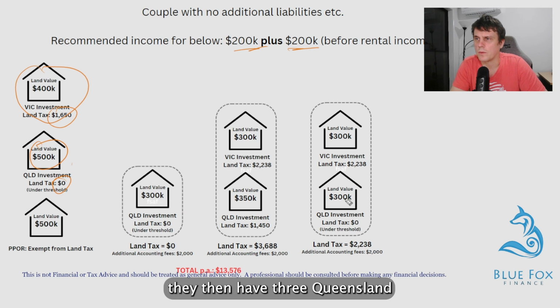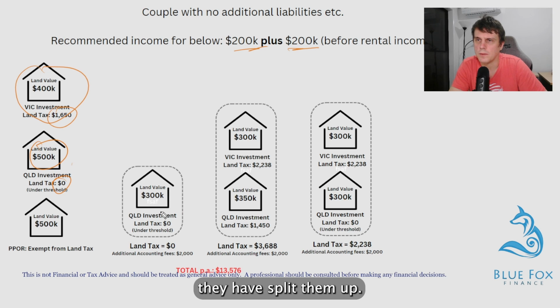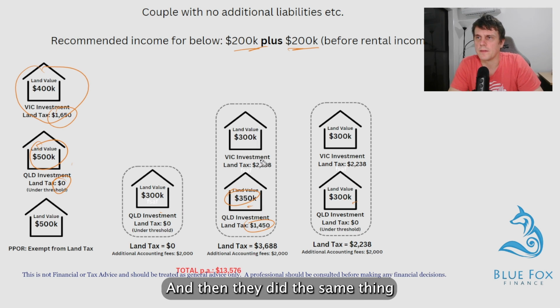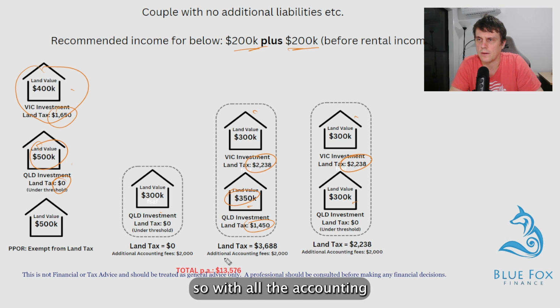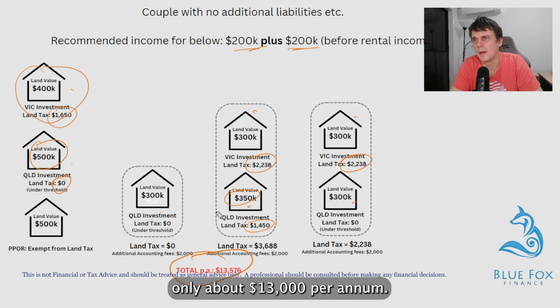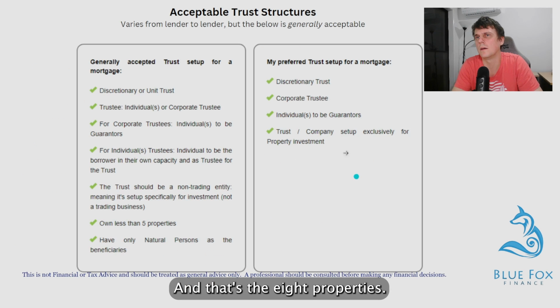They then have 3 Queensland investment properties, and instead of putting any of those in the same trust, they have split them up. So 1 here, 1 here, 1 here, which means the land tax on each of those is 0 on 2 of them. This one's at $14.50 because it's a slightly more valuable property. And then they did the same thing with Victoria. Instead of putting those in the same entity, they have spread them out, 1 individual, 1 in each trust. So with all the accounting fees, land tax, etc., it's only about $13,000 per annum, and that's for 8 properties.